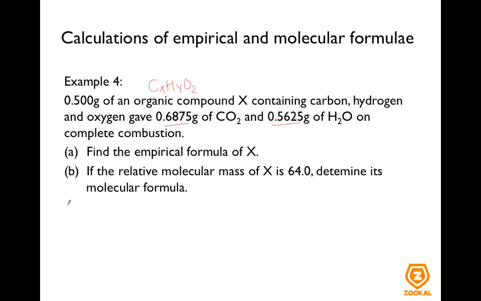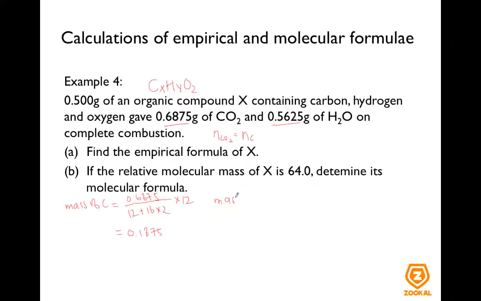So how do we find the mass of carbon? We will start by taking the mass of carbon dioxide here, 0.6875, and we divide it by the molar mass of carbon dioxide, which is 12 plus 16 times 2. So this will give us the number of moles of carbon dioxide. Because one molecule of carbon dioxide contains one carbon atom, the number of moles of carbon dioxide and the number of moles of carbon are equal. So I can just take this as the number of moles of carbon and multiply it by the atomic mass of carbon, which is 12, to find the mass of carbon. And this is equal to 0.1875.